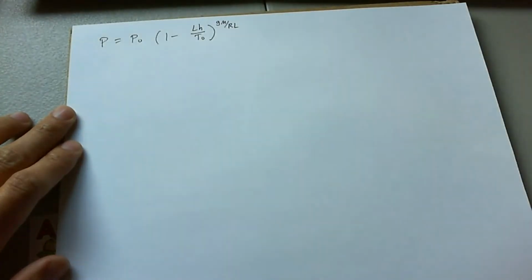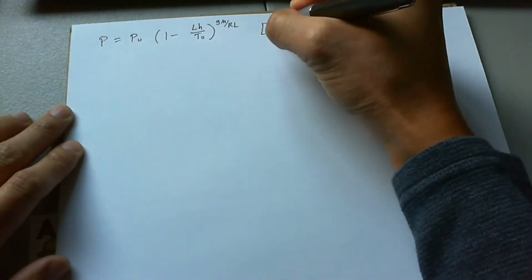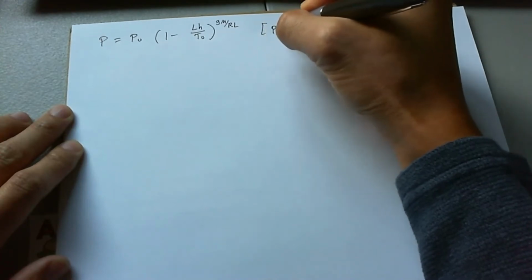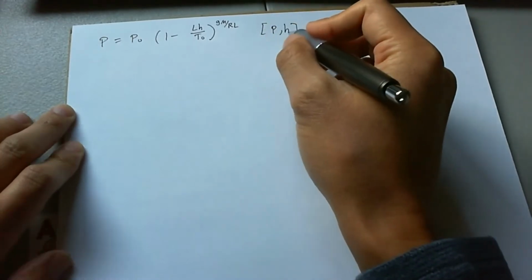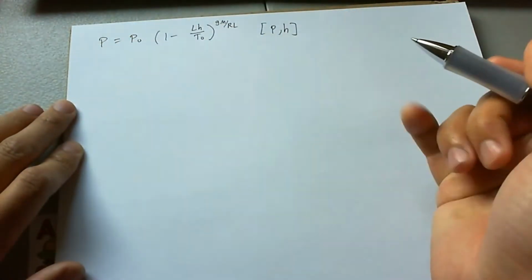L, H, and T naught are temperature lapse rate, height, and sea level temperature, and M is the molar mass of atmosphere, R is the ideal gas constant. So these are all just a bunch of constants. The only things that are not constant are the pressure P and H, H being the height. Those are things that can change. So given that, what is the density of air?